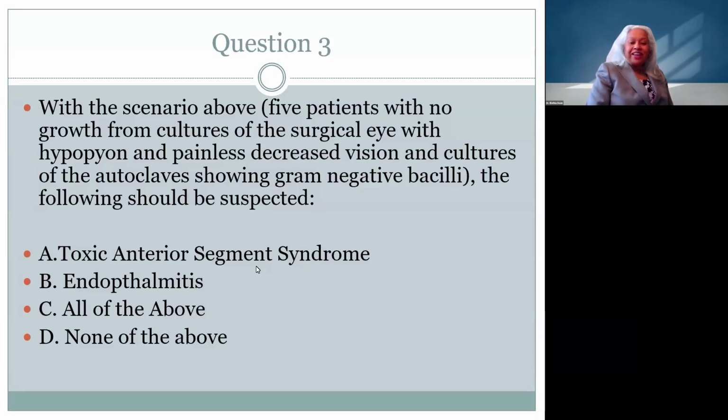Okay, so let's start at the bottom. It wouldn't be none of the above, right? Because you have a problem and it's in the eye. And so most of it should be either a toxic anterior segment syndrome or an endophthalmitis. I can see where you say endophthalmitis, but this one grew nothing. The answer was A, toxic anterior segment syndrome, and here's the reason why.